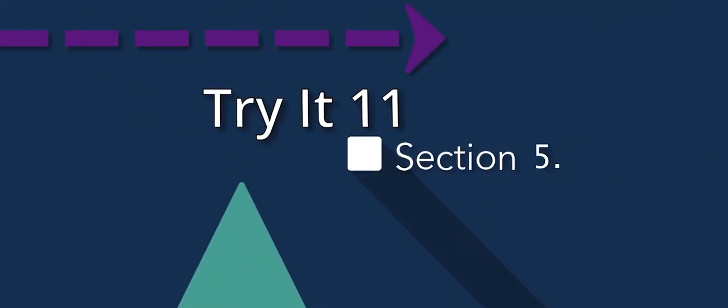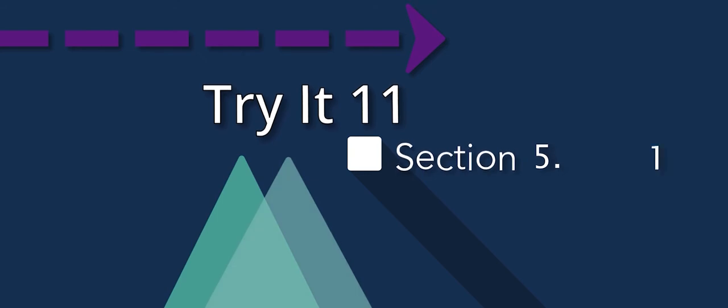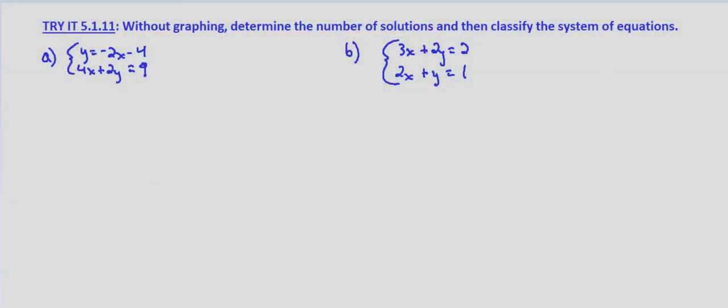So now we're taking our first step to solving systems of equations without graphing. We're told, without graphing, determine the number of solutions and then classify the system of equations. And by classify it means, is the system of equations consistent or inconsistent, and is it dependent or independent?